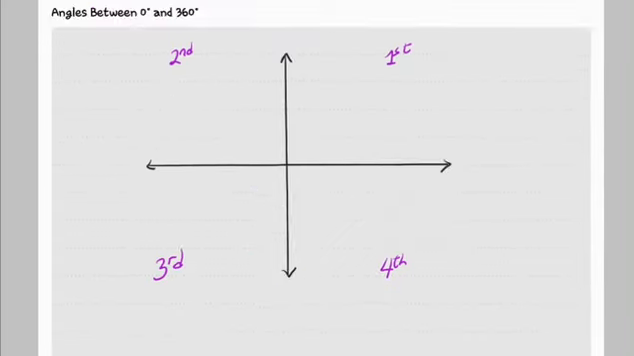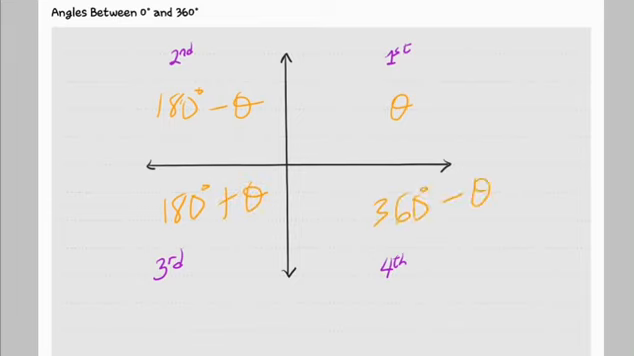An angle in the first quadrant, let's say theta. For theta to be in the first quadrant, it must be between 0 degrees and 90 degrees. This angle can take different forms in the other quadrants. In the second quadrant, theta will become 180 degrees minus theta, in the third, 180 degrees plus theta, and in the fourth quadrant, it will be 360 degrees minus theta.